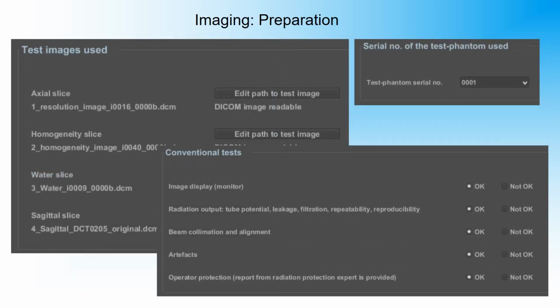Now we can turn to the imaging performance. We have to prepare slices from the dataset acquired with the Phantom. We have to get the test Phantom used specified for the report, and we have to get through a checklist of tests that we should do to be sure that the system is in good shape before we start.